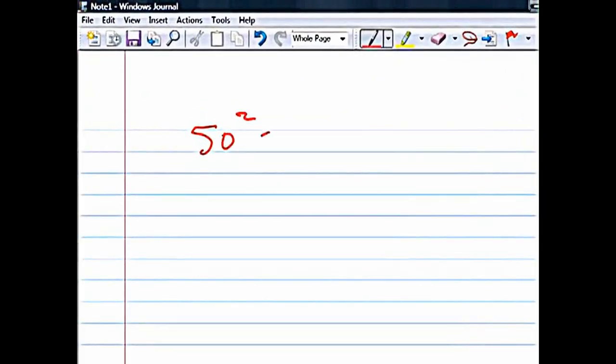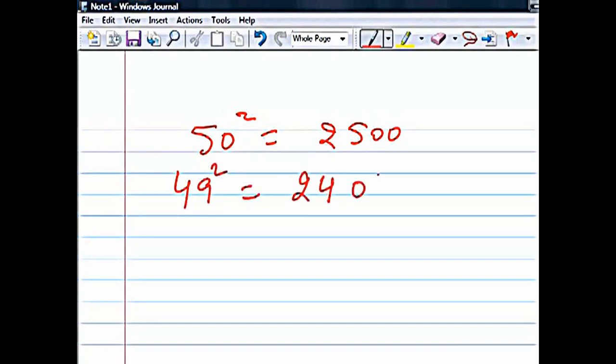Hi guys, today I will tell you an easy way to do a square of any two digit number near 50. Let's start first with 50. 50 square is 2500. If I have to do a square of 49, all I have to do is subtract 1 from 25, that will be 24, and add a square of 1, that is 2401. Similarly, 48 square will be subtracting 2 from 25, that is 23, and 2 square is 4, so 2304.